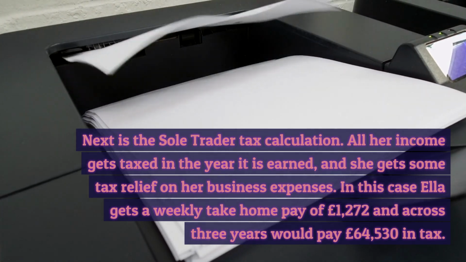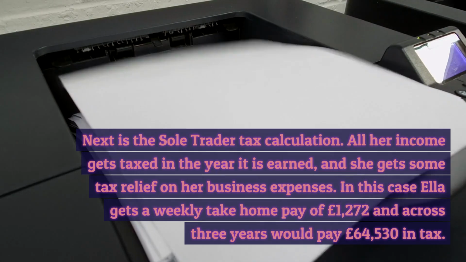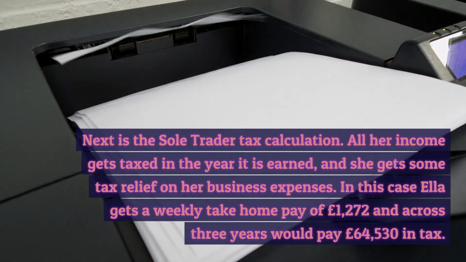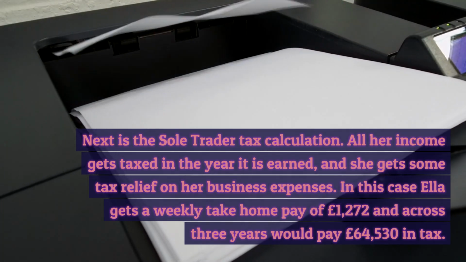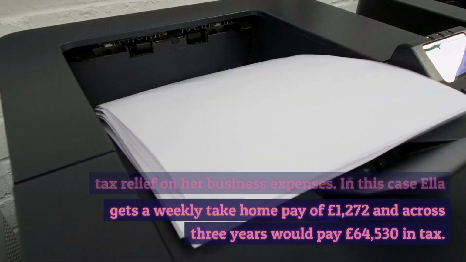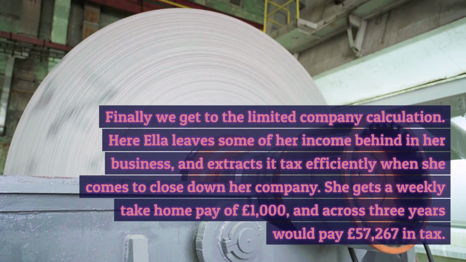All her income gets taxed in the year it is earned, and she gets some tax relief on her business expenses. In this case, Ella gets a weekly take-home pay of £1,272 and across 3 years would pay £64,530 in tax. Finally, we get to the limited company calculation.